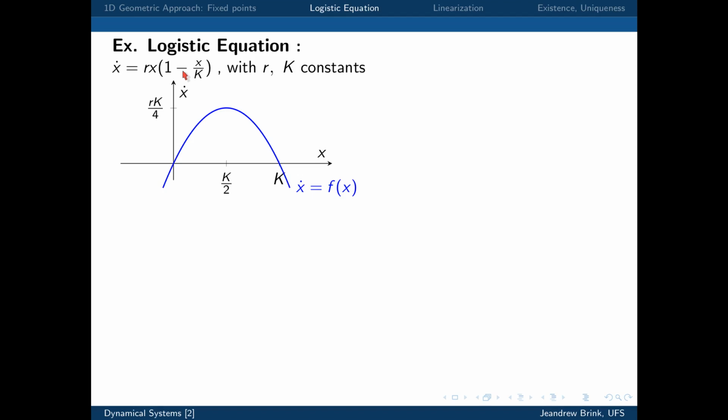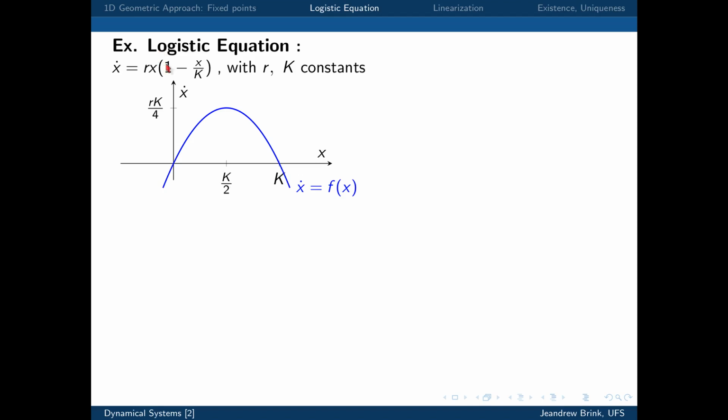We sketch it simply by finding the turning point, which is when the derivative of this function equals 0, and that occurs at k over 2. We also put in the zero points, in other words, where x equals 0 and x equals k. Always put the actual constant values on the axes, because it makes it easier to analyze, even if you don't know what the constants are.